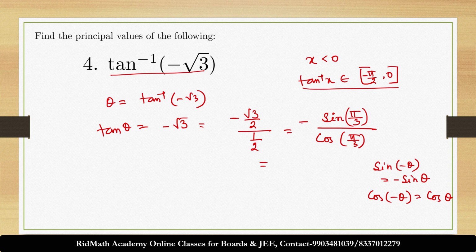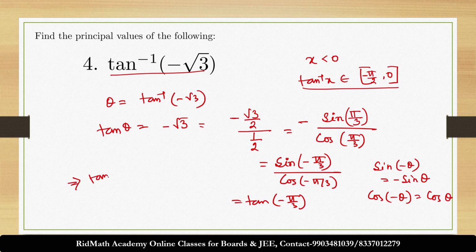and also cos minus theta equals cos theta. So we can put this minus in the angle, so sine minus pi by 3 by cos minus pi by 3, that means tan of minus pi by 3, and that implies tan theta equals tan minus pi by 3. Okay, and this minus pi by 3 is greater than minus pi by 2 and less than 0, so the answer is theta equals minus pi by 3.